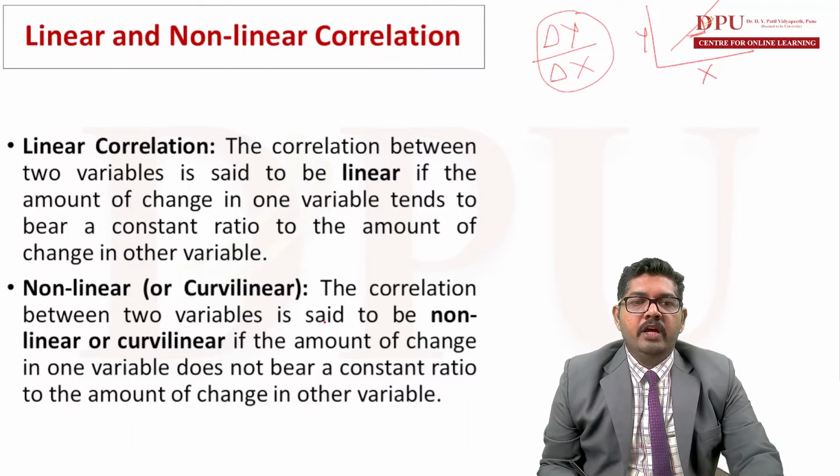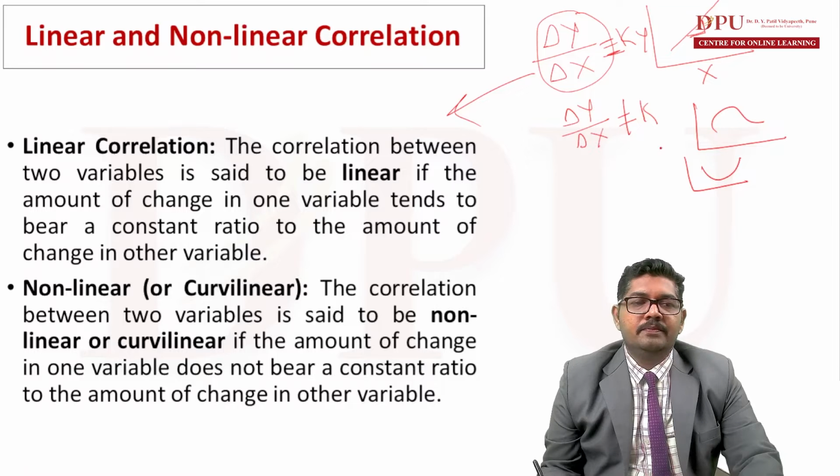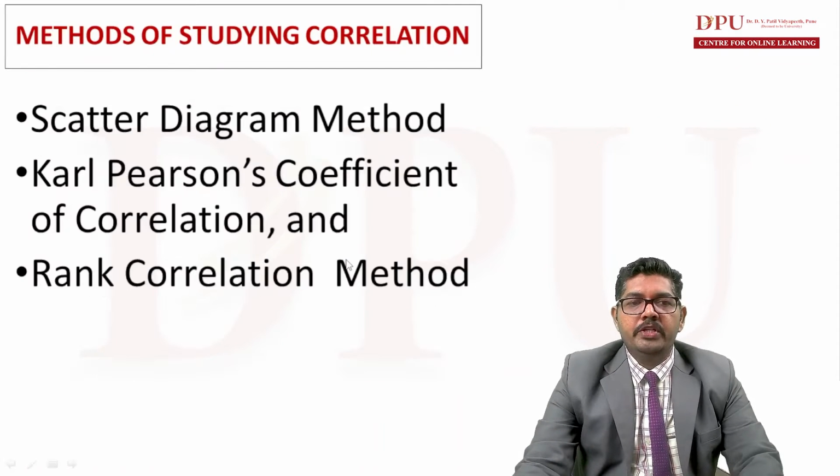Non-linear or curvilinear: the correlation between two variables is said to be non-linear or curvilinear if the amount of change in one variable does not bear a constant ratio to the amount of change in the other variable. So if this ratio is not constant, not fixed, if it is fixed, then it is linear correlation. And if this delta y by delta x keeps on changing, it is not constant, then this is a curvilinear relationship. In that case, we will get a curve like this. So that is curvilinear correlation.